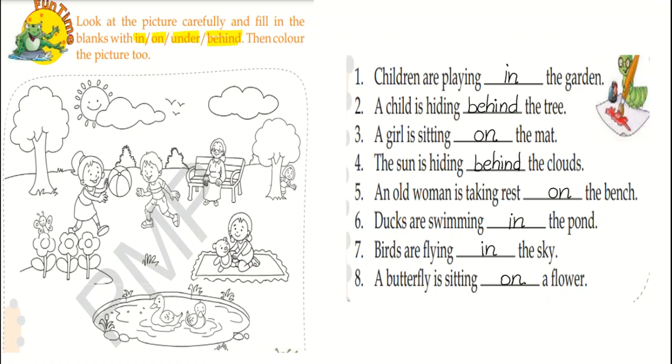So children, here you have used the preposition or position word in, on, under, behind according to the picture. Let's read all the sentences once again all together. Children are playing in the garden. A child is hiding behind the tree. A girl is sitting on the mat. The sun is hiding behind the clouds. An old woman is taking rest on the bench. Ducks are swimming in the pond. Birds are flying in the sky. A butterfly is sitting on a flower.